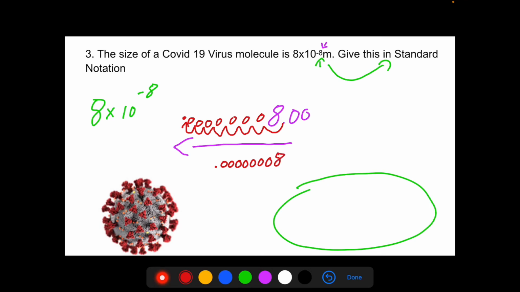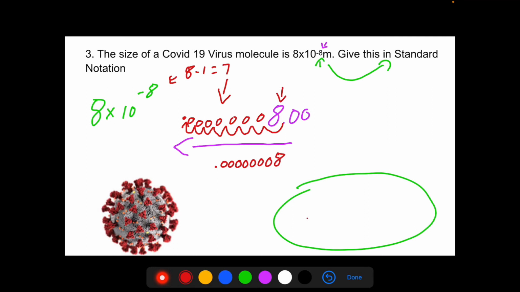Now, there's a couple ways to do this. Moving the decimal place is one way, or you can just look at this 8 up here, subtract 1, and add that many zeros. So 8 minus 1 equals 7, and if you look down here, I have 7 zeros in front of my unit there.